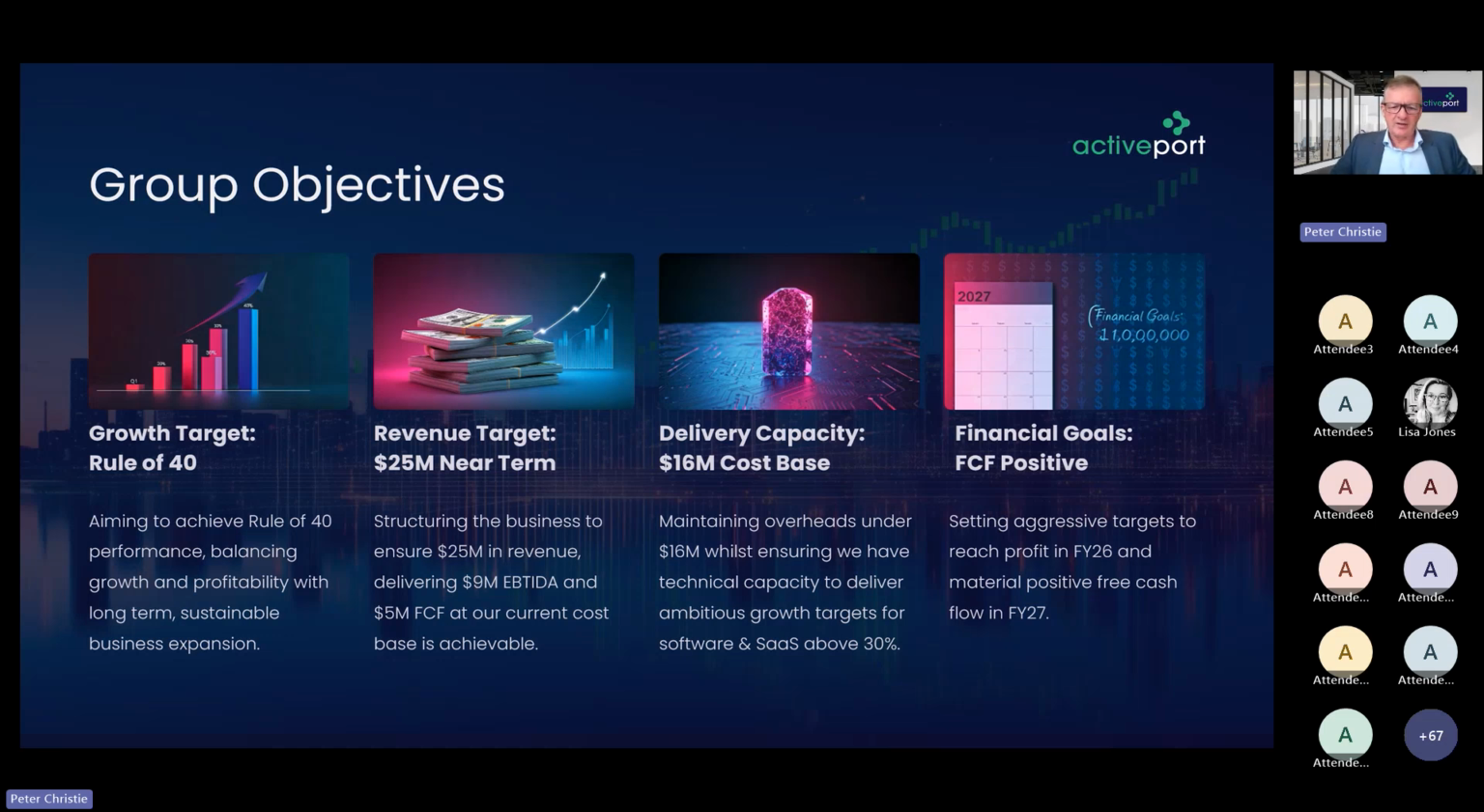If we can do that on the current cost base, we would have a $9 million EBITDA and $5 million of free cash flow. So our objective from a revenue and cost perspective is to deliver a lot more revenue using the current team of people that we have on board. And I think we can achieve that. I think we can get to $25 million of revenue without pushing our cost base past $16 million. And that should deliver a really, really good result from a P&L perspective.